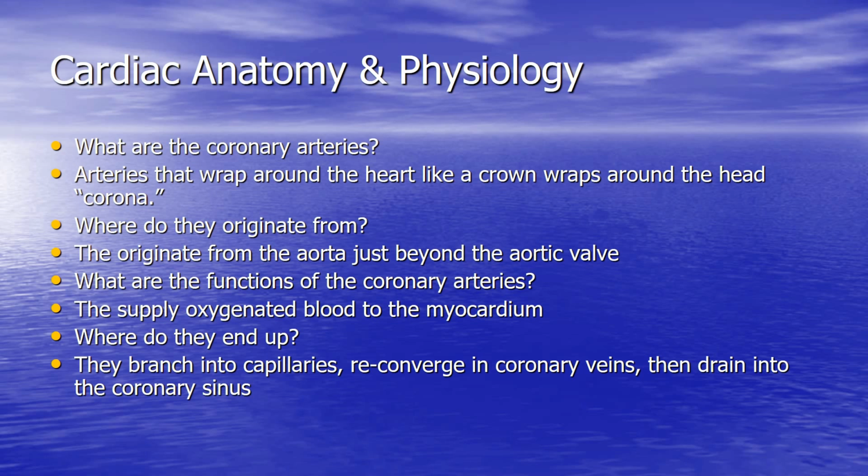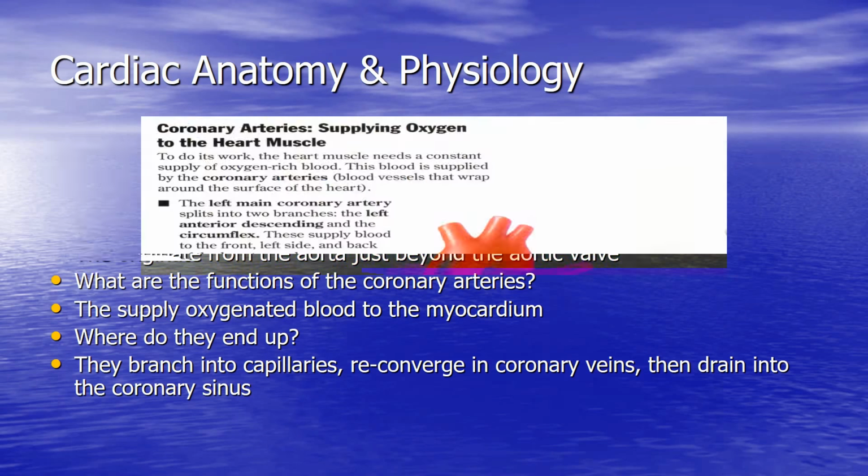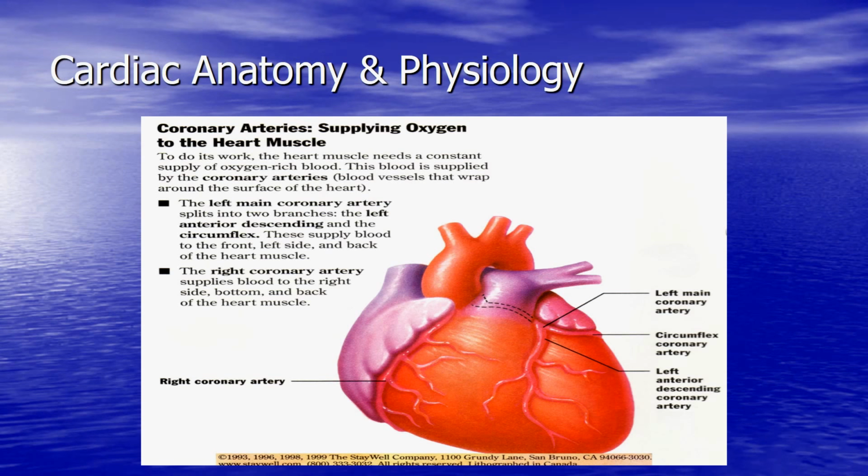The coronary veins empty into the right atrium in a structure called, really, the coronary sinus. Here's a picture of the heart, looking at it from the outside. It's intact, and you can see the branches of the coronary arteries.